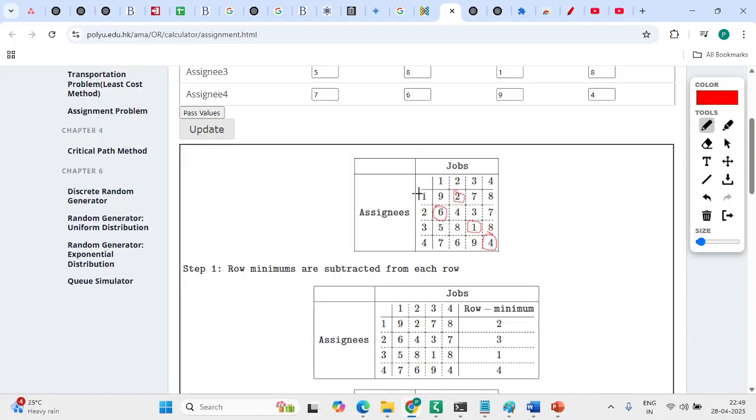So now person 1 will do job number 2, and we will have to spend 2 rupees. Person 2 will do job number 1, we will have to spend 6 rupees. Person 3 will do job number 3, we will have to spend 1 rupee. And person 4 will do job number 4, we will have to spend 4 rupees.